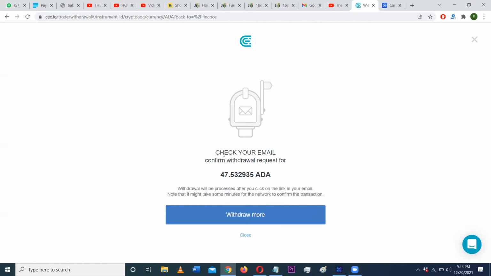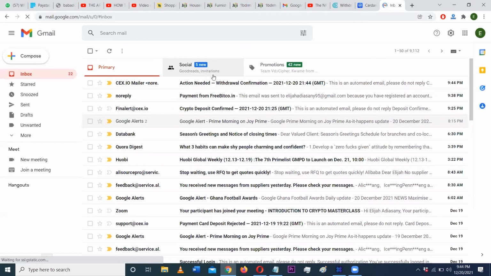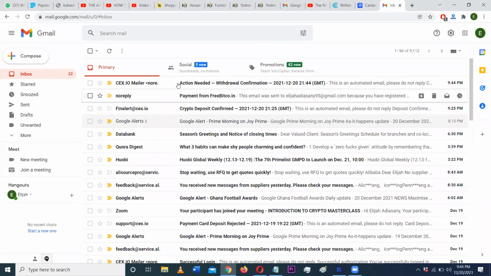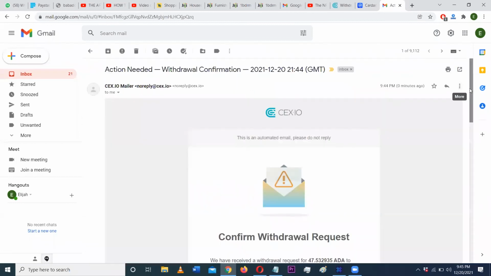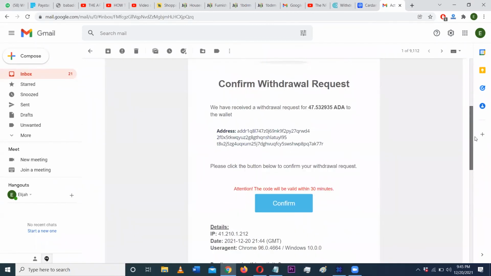So check your email, confirm withdrawal request for this. Yes. So in fact, their system is so tight that they send a code to your phone. Once you confirm that, you even have to confirm it in email again. So that even if somebody gets access to your phone, that alone is not enough to steal your cryptocurrency. So I have a lot of unread emails, but this is the one. Action needed, withdrawal confirmation. I click on it. They send details of the transaction. Confirm. I confirm.